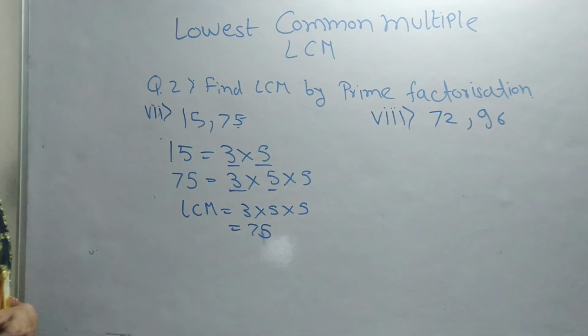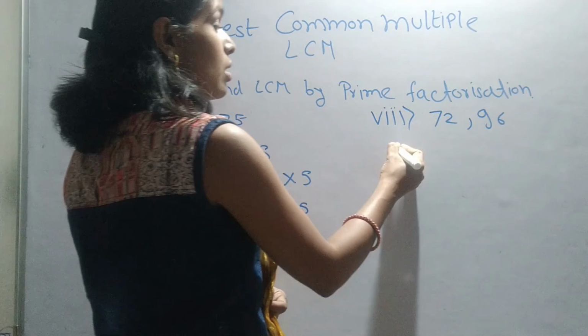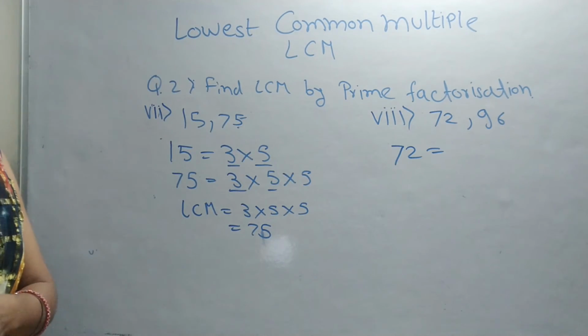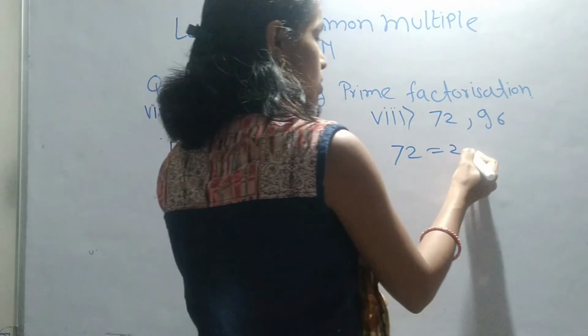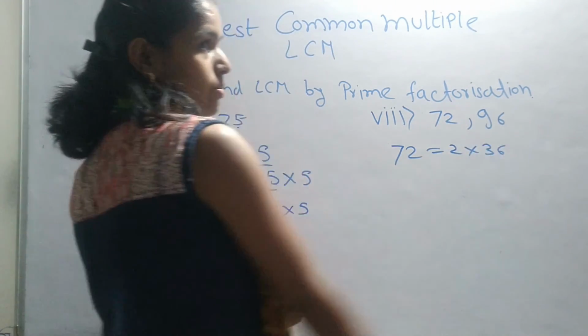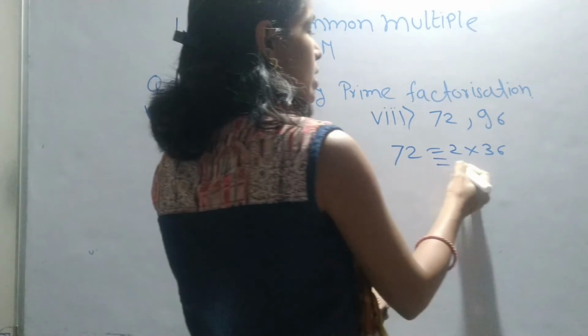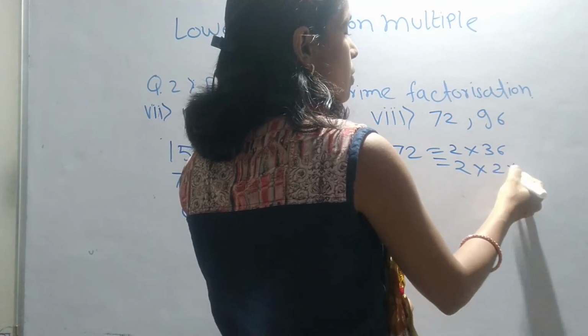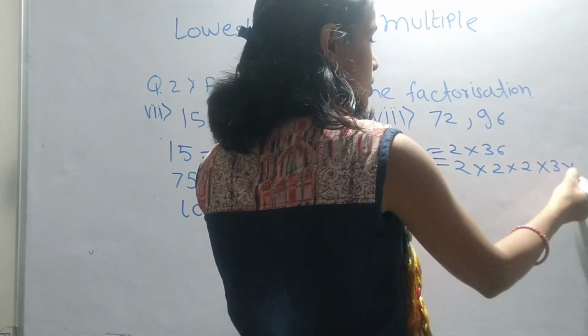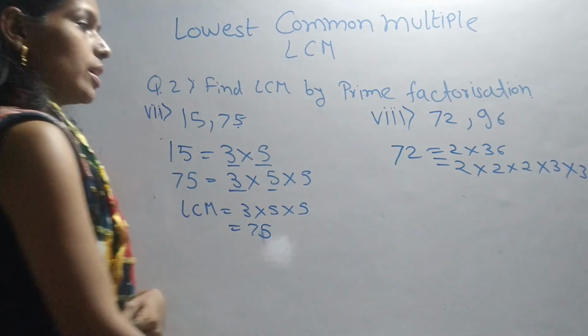Okay. Now let's solve 72 and 96. What is the prime factorization of 72? We know that 36 2s are 72. You can check: 2 6s are 12, carry 1, 2 3s are 6 plus 1, 7. Then 36 has a factorization 2 into 18. 18 has a factorization 2 into 9. 9 has a factorization 3 into 3. So this is the prime factorization of 72.